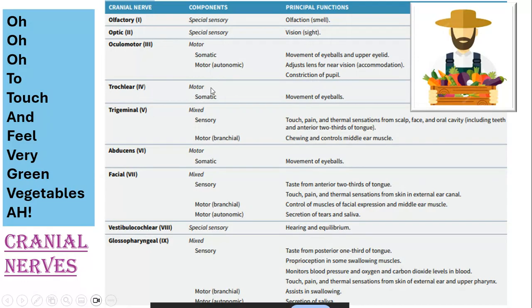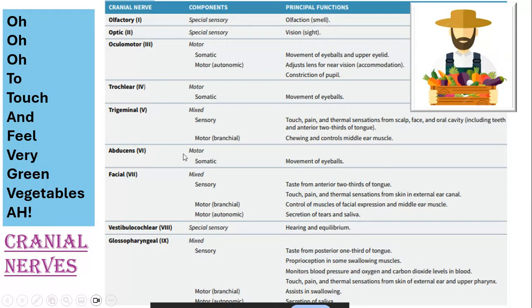Trochlear nerve, number 4. It is motor somatic, which means movement of eyeballs. Trigeminal, it's mixed sensory and motor. This one's branchial. Touch, pain, thermosensation from scalp, face, and oral cavity, including teeth and anterior 2/3 of the tongue, right? Trigeminal, so you eat something, it's super hot, you're drinking a hot coffee, that's where the trigeminal nerve comes into the picture. Motor branchial, chewing and controls middle ear muscle, right? The motor branchial. That's why sometimes when we chew, we can actually feel it in our ears too, right?